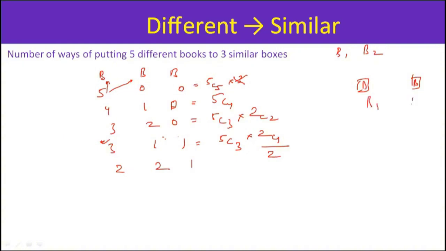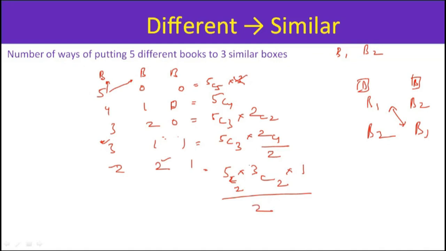Whether you put B1 here or B2 here, or B2 here or B1 here, it is the same. So you have to divide them by 2 by fundamentally thinking, right? In the same fashion, how do you do this? You select any 2 books, put them in this box. Then you select, sorry, 5C2. Then you select any 2 books, put them in some other box. The remaining 1 book is put in the last box. But again, you will have to divide this by 2.